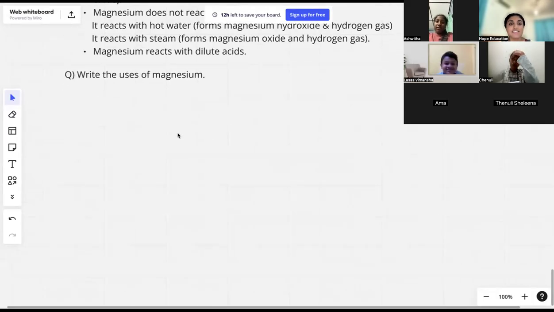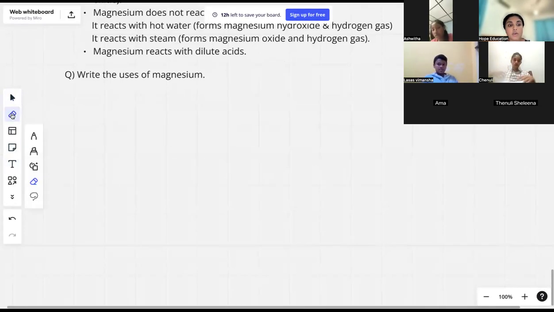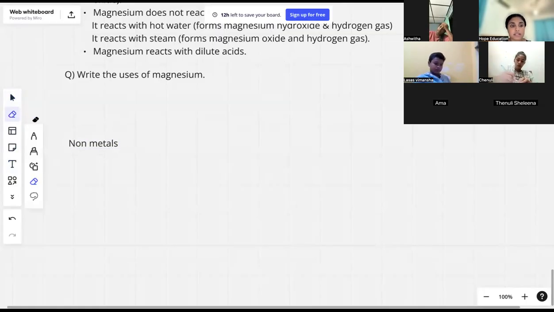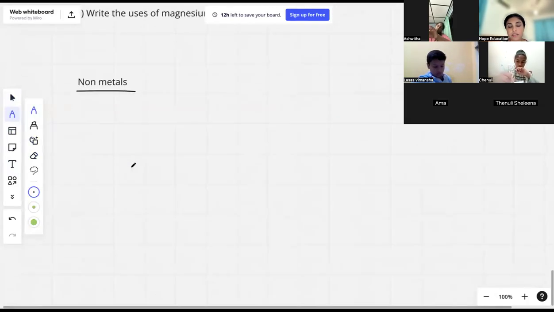Okay. So I'll put the next topic, non-metals. With metals we are only going to be talking about 2 examples, right? Then we will talk about non-metals. In non-metals also we will be talking about 3 examples. Write non-metals.